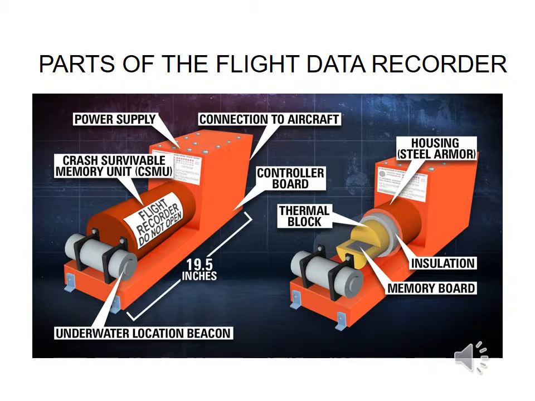A flight data recorder consists of a power supply, controller board, underwater locator beacon, and a crash survivable memory unit, or CSMU. In order to protect these components, the flight data recorder is enclosed in a steel armor housing, together with insulation material, a thermal block, and a memory board for additional protection.